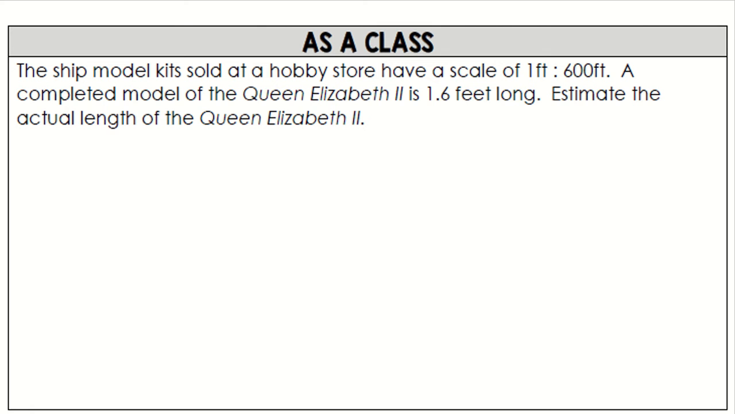So I want everyone to draw a vertical line about quarter of the way over. The space on the left is going to be for our notes. The space on the right is going to be for our work. We are going to start with defining our variable. So what is it we are actually looking for here? What do we not know? Okay, that would be the actual length of the Queen Elizabeth. So right here, I'm going to write actual length.